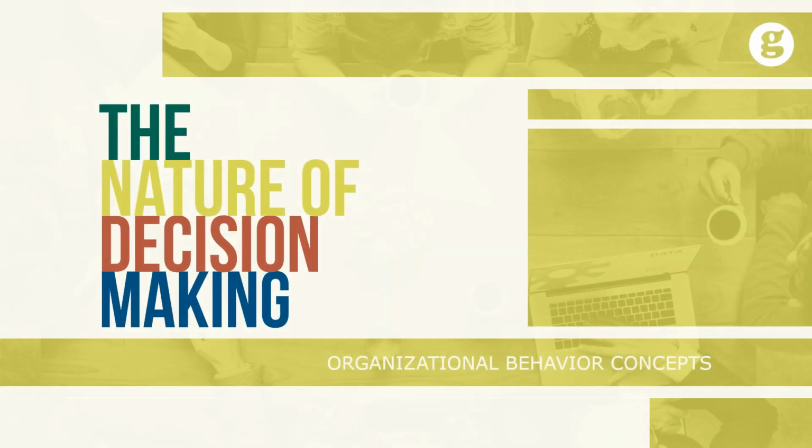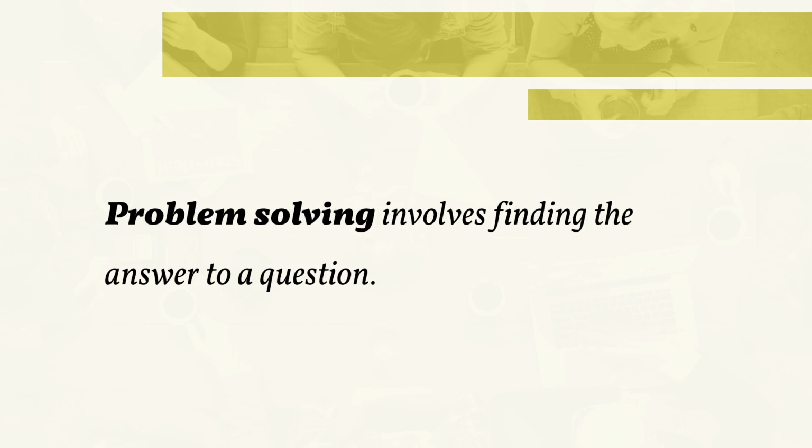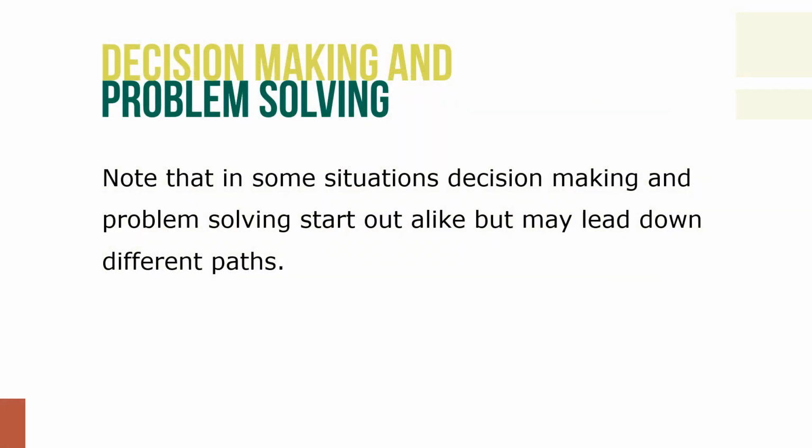This course describes the many different perspectives of decision-making. Let's start by examining the nature of decision-making and distinguishing it from problem-solving. Decision-making is choosing one alternative from among several. Problem-solving, on the other hand, involves finding the answer to a question. Note that in some situations, decision-making and problem-solving start out alike but may lead down different paths.